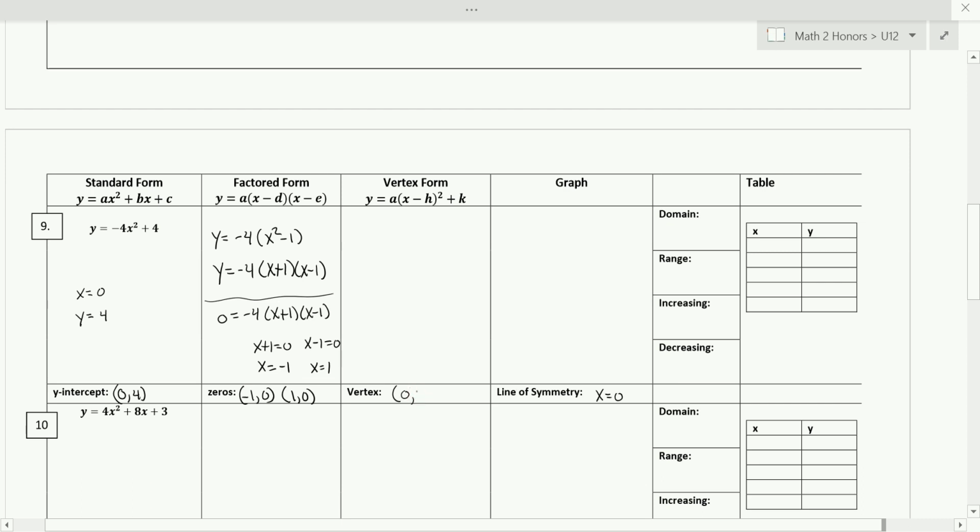And if you plug in 0, you get 4, which is the same as our y-intercept, because that's how you find a y-intercept. You plug in 0 for x. And this is a special case where our standard form and vertex form will end up being the same. So you can write it like that, or you can write it as negative 4x squared plus 4. Doesn't matter. And the reason they're the same is because, again, we're missing a linear term.